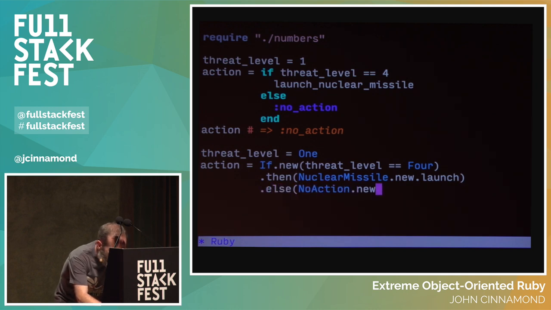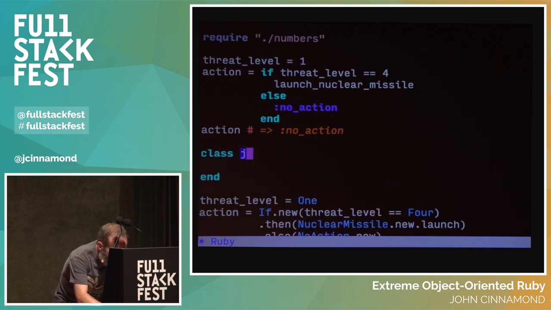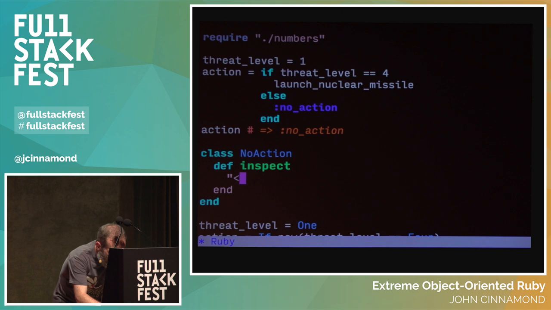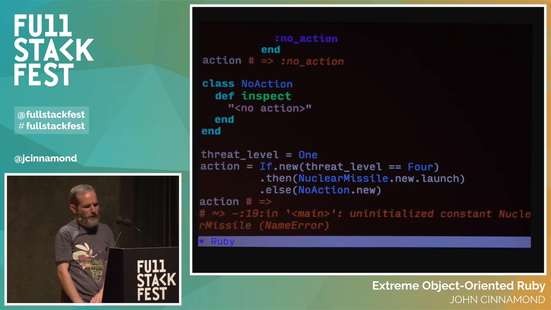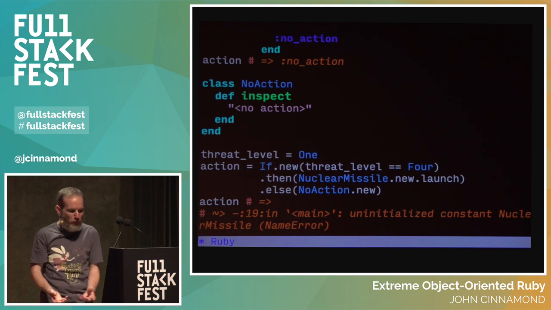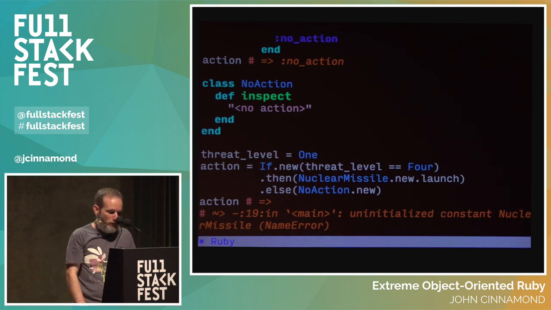So we need a class to represent no action. I'll just go and define that quickly. No action. It's not going to do anything. We'll just get it to print out something useful so we can see what's going on. Okay, and then this is our pure version. So if we look at the value of action when we run it, it's, ooh, what's happened here? It's all gone wrong. In fact, it says uninitialized constant nuclear missile.